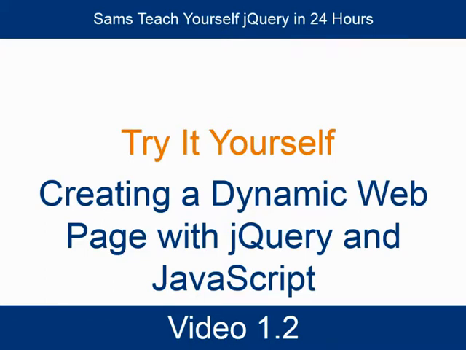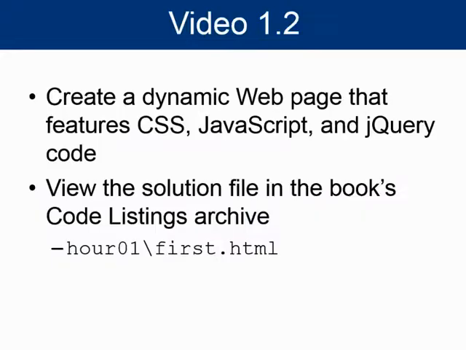Video 1.2. Try it yourself. Creating a dynamic web page with jQuery and JavaScript. In this Try It Yourself exercise, we'll create a new dynamic web page that features code from cascading style sheets, JavaScript, and jQuery. You can view the solution file in the book's code listings archive. The name of the file is first.html, and it's located in the Hour 1 subfolder.